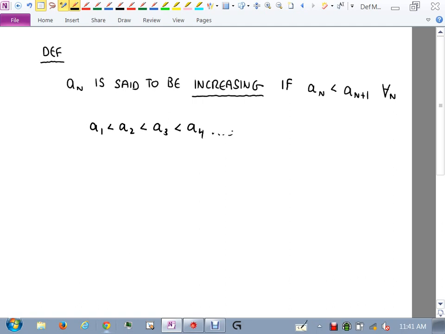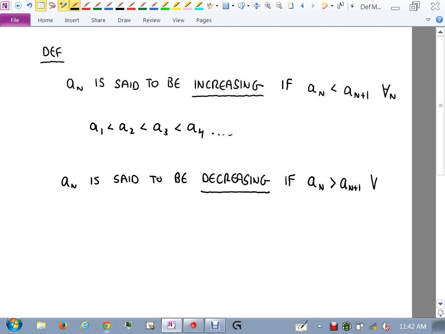Decreasing would be the same thing. Swap the inequality over, right? Flip it. So a sub n is said to be decreasing if a sub n is bigger than a sub n plus 1 for all n. So that means the first one is bigger than the second one, is bigger than the third one, is bigger than the fourth one, and they keep getting smaller and smaller.